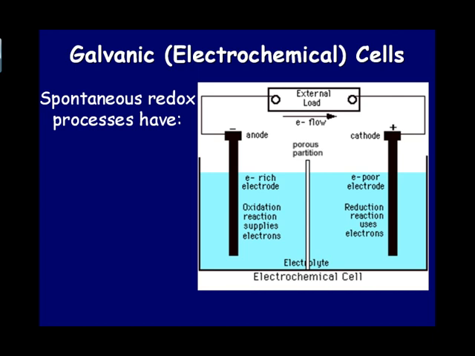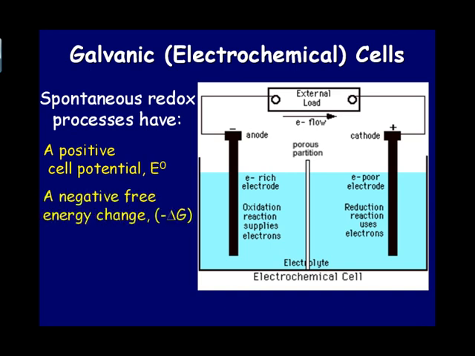Notice too, there's a porous partition in the middle. That porous partition allows the circuit to be complete, and also allows charges to move through it so that there's no charge buildup on either side of the electrochemical cell. Now, in order for the reaction to be spontaneous, it must have a positive cell potential. And as we've stated before, for a reaction to be spontaneous, it must have a negative delta G.